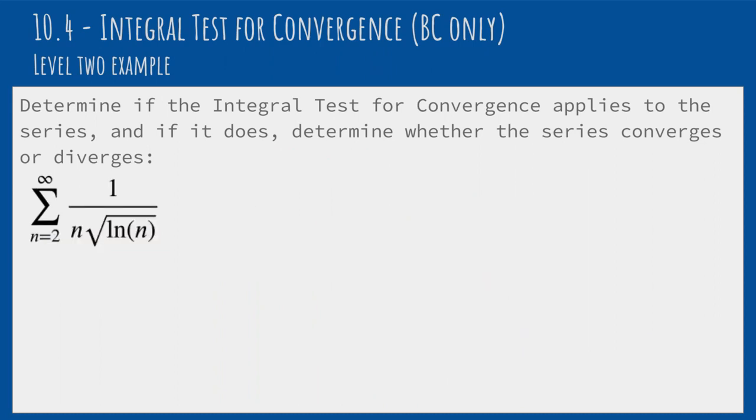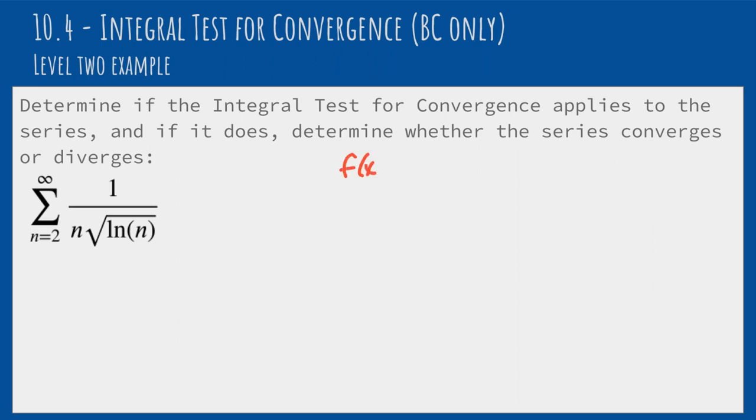One final example here. This example is a little bit more challenging. I do want to point out that as n gets bigger, the denominator is getting bigger, so the terms are approaching zero. Also, as n gets bigger, the terms are all going to be positive, so it does meet all the criteria for the integral test.